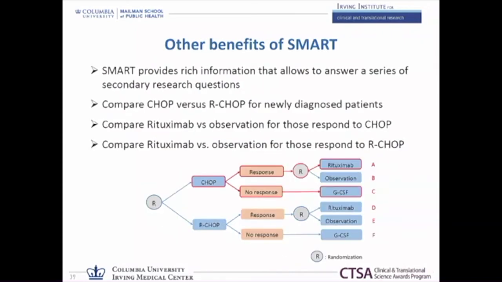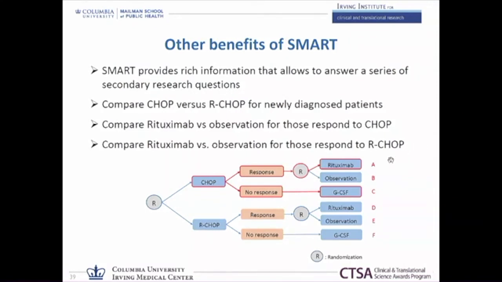Another good thing about SMART trial is, other than this is a very efficient design for comparing multiple adaptive interventions, the study design also provides very rich information that allows us to answer a series of secondary research questions. For example, in this study, the lymphoma trial, the primary question of interest is to compare 4 adaptive interventions, but we can also use the data to compare CHOP and R-CHOP to see which one provides a better response rate for the patient with newly diagnosed lymphoma.